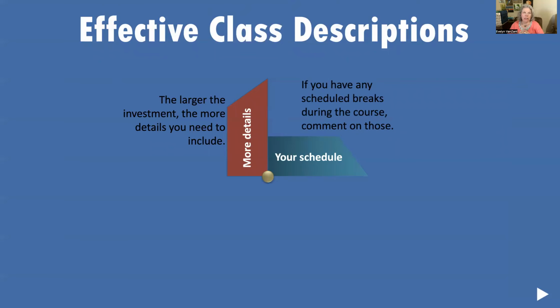If you have any unusual scheduled breaks during the course, comment on those. So if you were to go look at mine right now, my husband and I have a trip planned in late June. 30th wedding anniversary, kind of excited about that. And so I have that notated there, that there will not be class those 2 weeks.